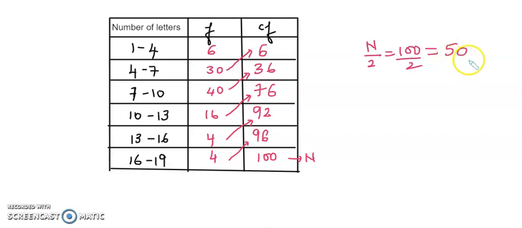Nearest and the greatest CF is what we have to select. Nearest and the greatest. So after 36, all the numbers are greater, correct? So the nearest and the greatest will be, yes, it is 76. So you circle that particular class and it becomes what? The median class.